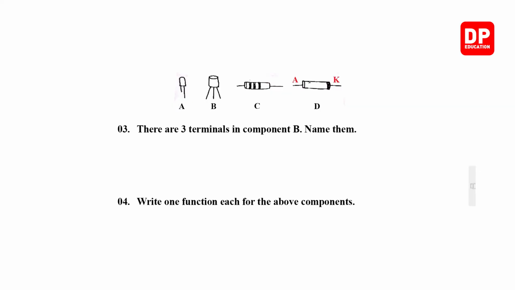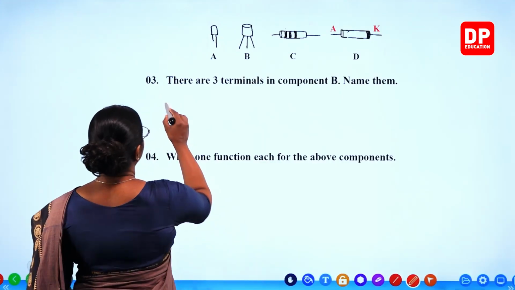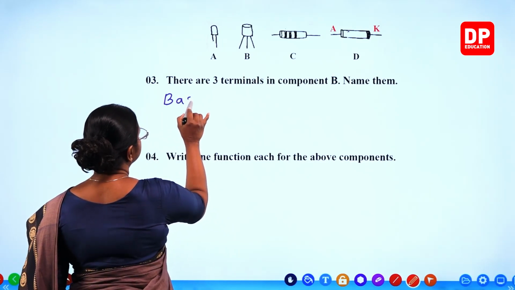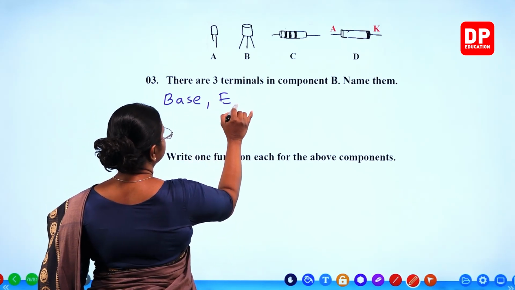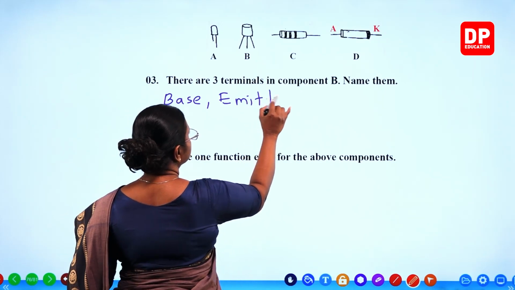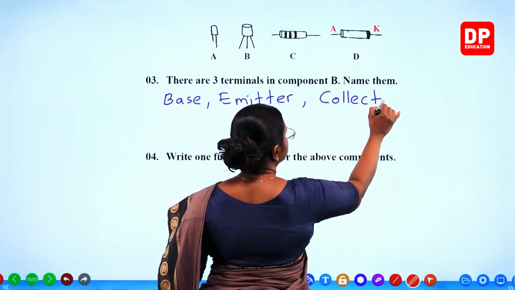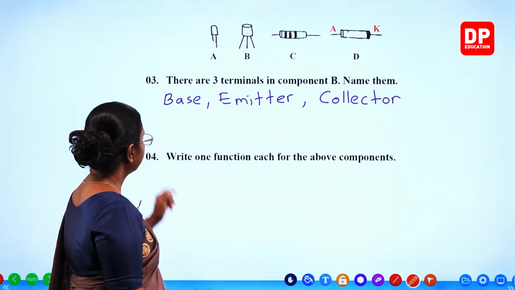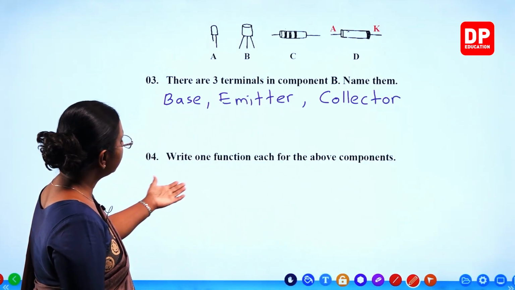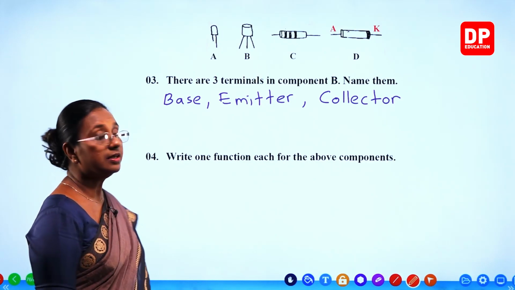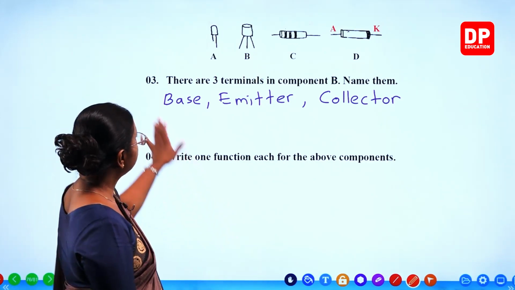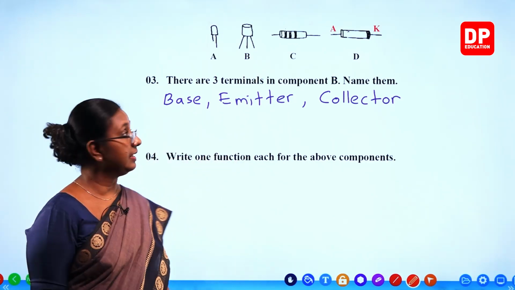The third part of the question, we have the same diagrams given. There are 3 terminals in component B. Name them. What are the 3 terminals? You all know base, emitter, and collector. Then the fourth question, write one function each for the above components. That is A, B, C and D.